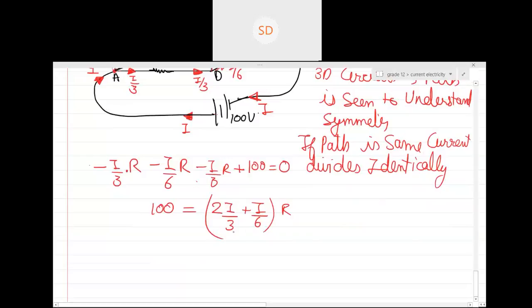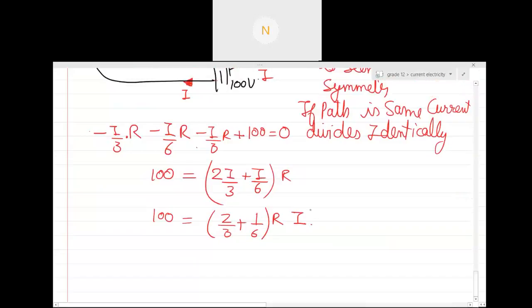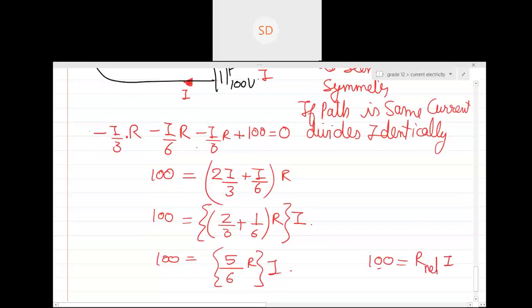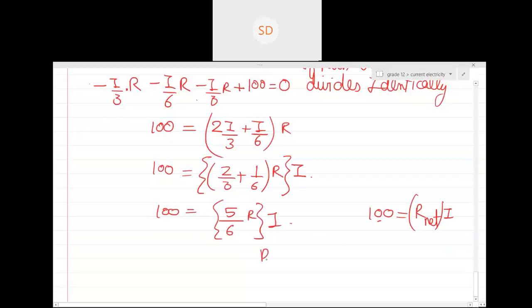Yes or no, guys? Can I write this thing as 2 by 3 plus 1 by 6 into R into I? Can I write it like this, guys? Please, what is 2 by 3 plus 1 by 6? 5 by 6. So this will be 5 by 6 R into I, which is basically 100. Now we know this particular thing, V equals I into R net, right? On comparing, you'll get R net.